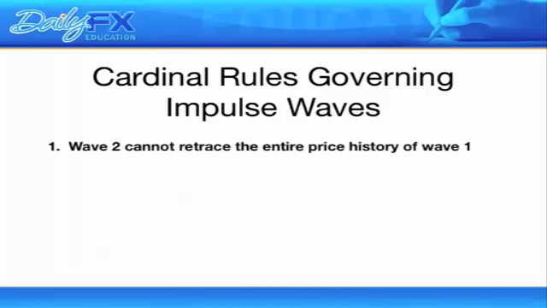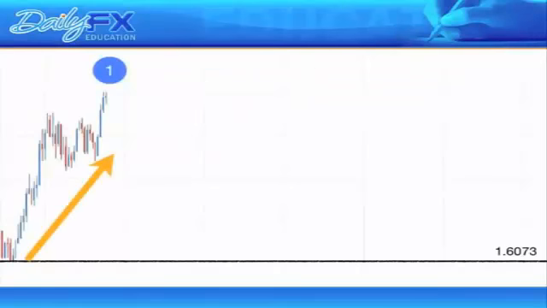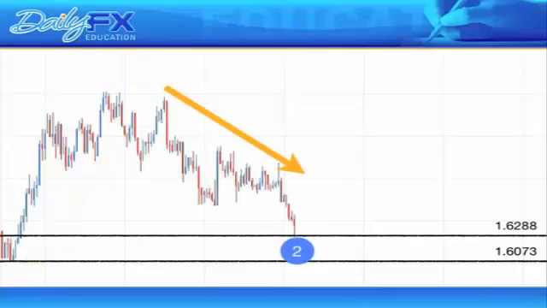Cardinal rule number 1 states that wave 2 cannot retrace the entire price history of wave 1. To further clarify this rule, consider the following chart. Notice how the low price of wave 1 is 1.6073. When wave 2 completes, it only retraces a portion of wave 1's price territory, reaching a low of 1.6288, which is higher than 1.6073. Had wave 2 instead retraced even further, reaching a price below the low of wave 1, cardinal rule number 1 would be broken, and so too would the rest of our wave count.